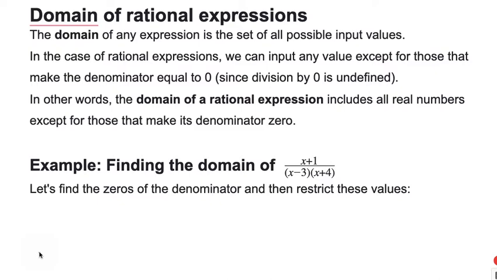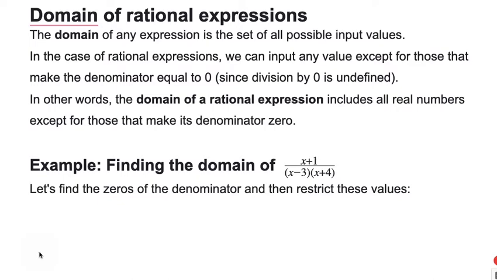With rational expressions, we can put any value in for x, or for the variable, except a value that would make the denominator equal to 0. That's what we saw in the previous example, because division by 0 is not defined. So the domain of a rational expression includes all real numbers, except for those that make its denominator 0.